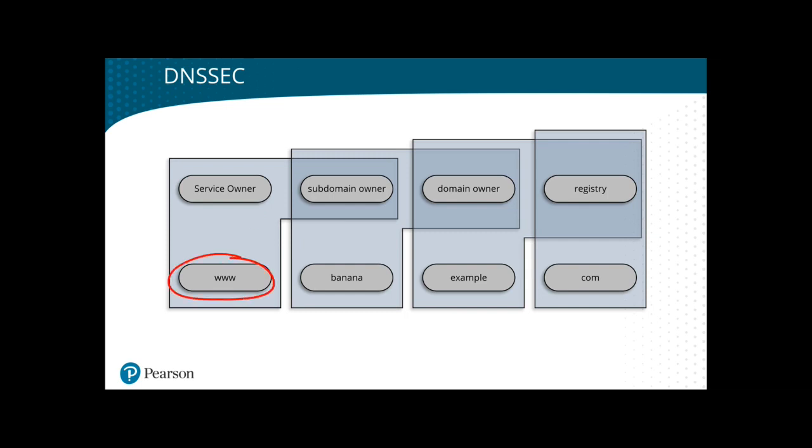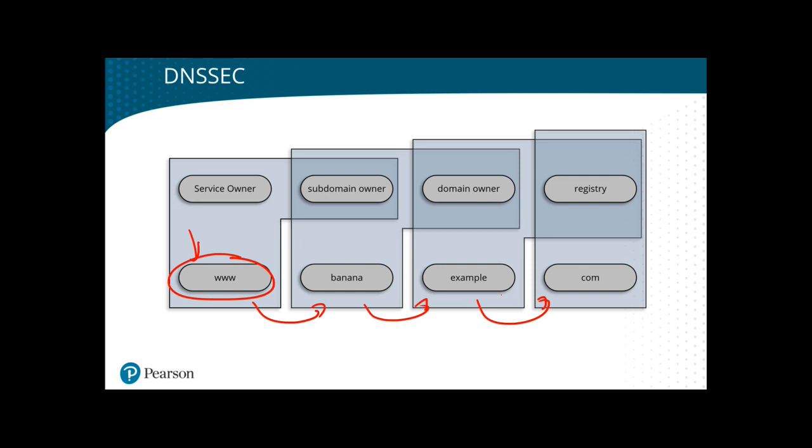So when you check for www, you're going to be told, yes, you need to go to banana and you need to find the correct record for that. It's going to give you a signature or a key that you can use to validate the signature on the www portion. And then if you want to validate banana, you go to example, and it's going to give you a key that allows you to validate the banana portion of the domain name. And if you want to validate example, you go to the registry.com and you can find a key that will allow you to validate that example is the correct answer.